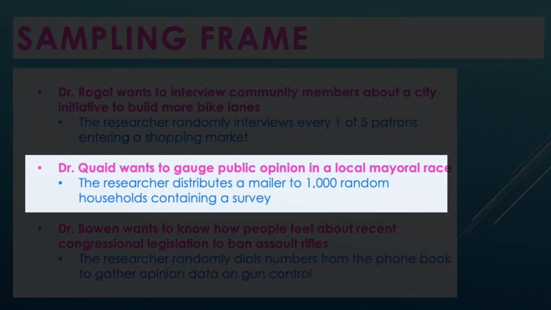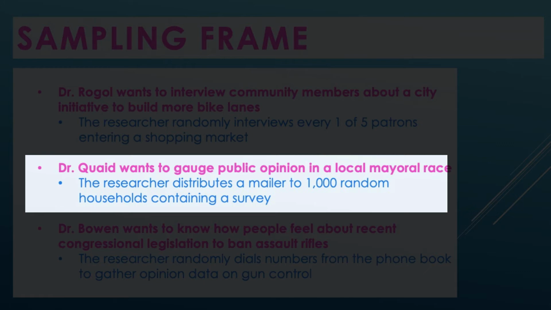Let's take number 2. Dr. Quaid wants to gauge public opinion in a local mayoral race. So what is his sampling frame? The researcher distributes a mailer to 1,000 random households containing a survey. So you might be thinking to yourself, okay, well, the sample size is 1,000. That's pretty good. As we'll talk about later, that's an adequate sample size to be representative. He sent it to random households. I don't really see any issues with this particular sampling frame.